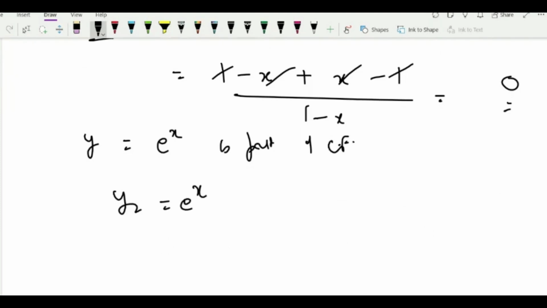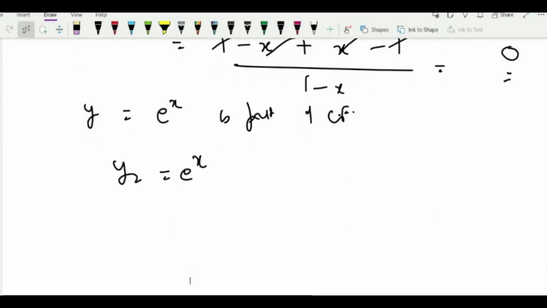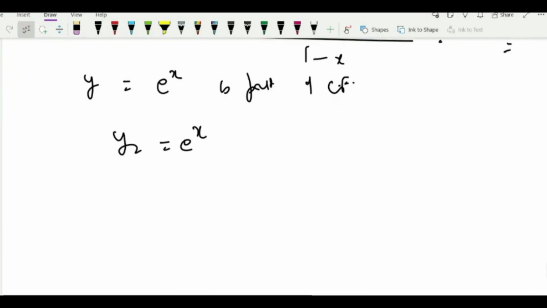As we have a second order differential equation and we have two parts of CF here which are independent, our general solution is the linear combination of these. So basically we only have to find two linearly independent solutions which are part of CF. So these are y1 is equal to x and y2 is equal to e^x, two linearly independent solutions of the homogeneous part.